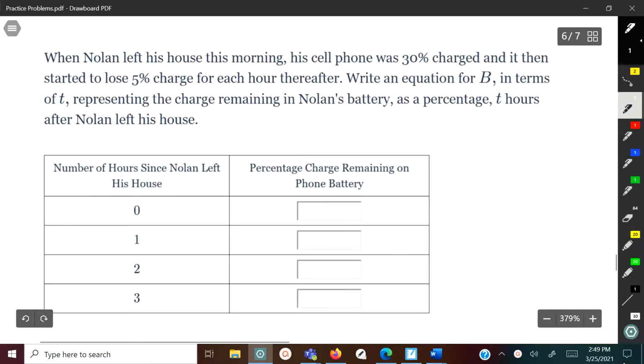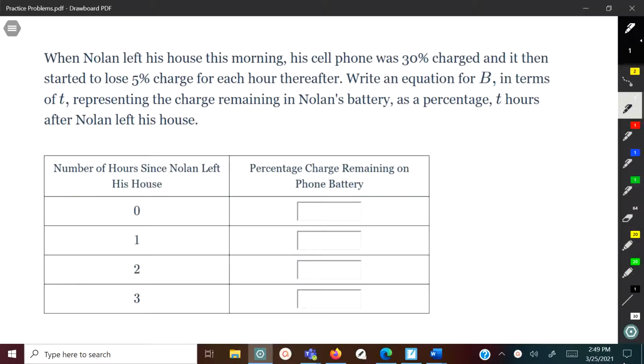Alright, here it says when Nolan left his house this morning, his cell phone was 30% charged, and it then started to lose 5% charge for each hour thereafter. Write an equation for B, I'm thinking that's battery life, in terms of T representing the charge remaining in Nolan's battery as a percentage, T hours after Nolan left his house.